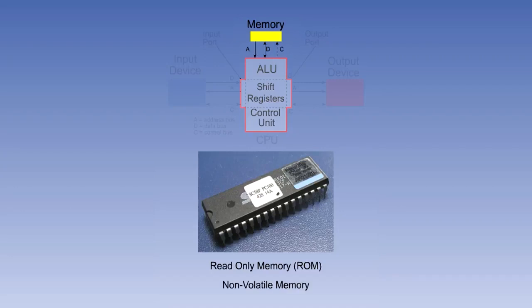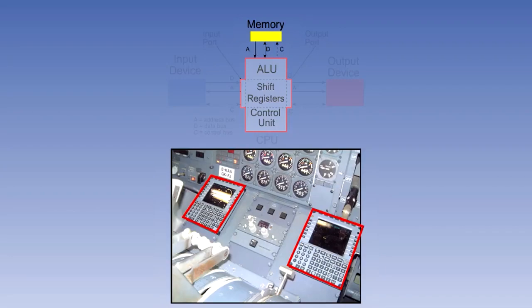Memory that retains data when the power is switched off is called non-volatile memory. ROM data is contained in non-volatile memory. Electronically alterable read-only memory, or EA-ROM, is a special type of ROM that can be electronically altered. This type of memory is used to hold the database of an aircraft's flight management system computer.